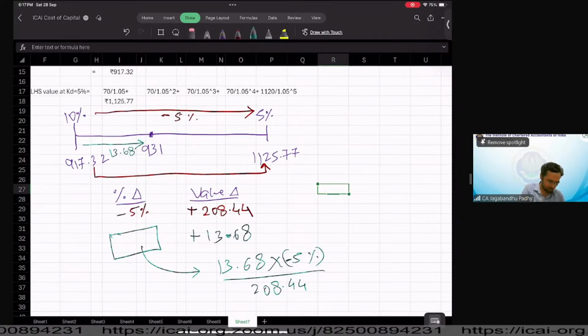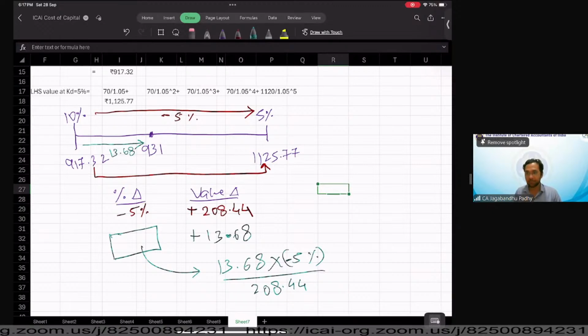13.68 into 5 divided by 208.44. That is 0.32.